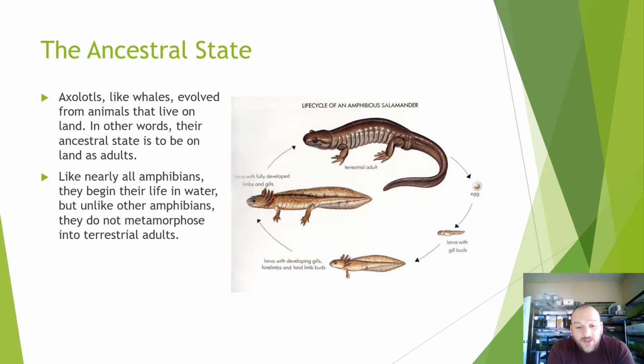They lose their flattened tail, their gills reduce, and they either develop lungs or breathe through their skin, and they transition into adults that are on land. But axolotls don't do this. This is what they used to do. This is what their ancestors did. But axolotls stopped doing this, and the reason for it is what we're going to really get to at this point.